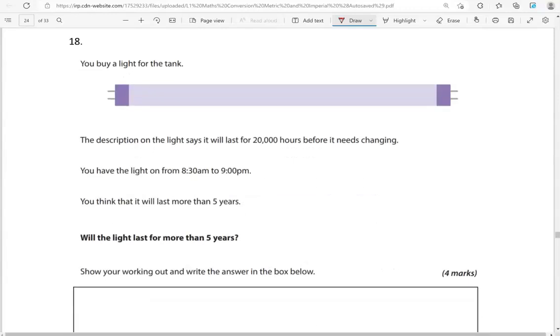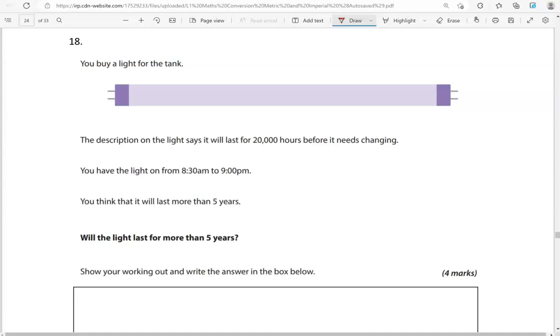You buy a light for the tank. The description on the light says it will last for 20,000 hours before it needs changing. You have the light on from 8:30 a.m. to 9 p.m. You think that it will last more than 5 years. Will the light last more than 5 years? Work it out and write the answer in the box below.